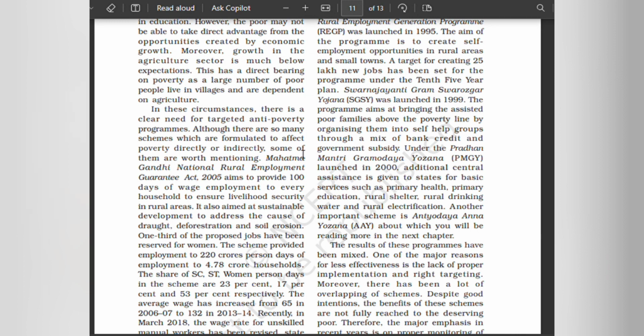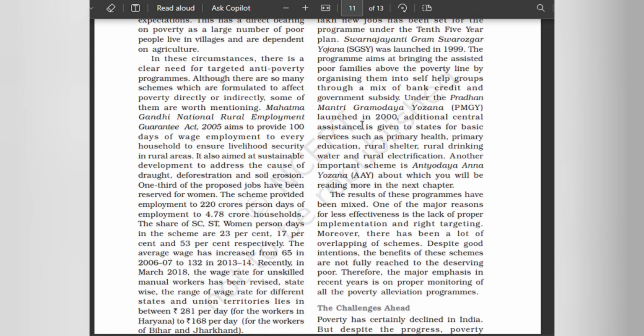Although there are many schemes formulated to affect poverty directly or indirectly, some of them are worth mentioning. The Mahatma Gandhi National Rural Employment Guarantee Act 2005 aims to provide 100 days of wage employment to every household to ensure livelihood security in rural areas. It also aims at sustainable development to address the causes of drought, deforestation, and soil erosion. One third of the proposed jobs have been reserved for women.